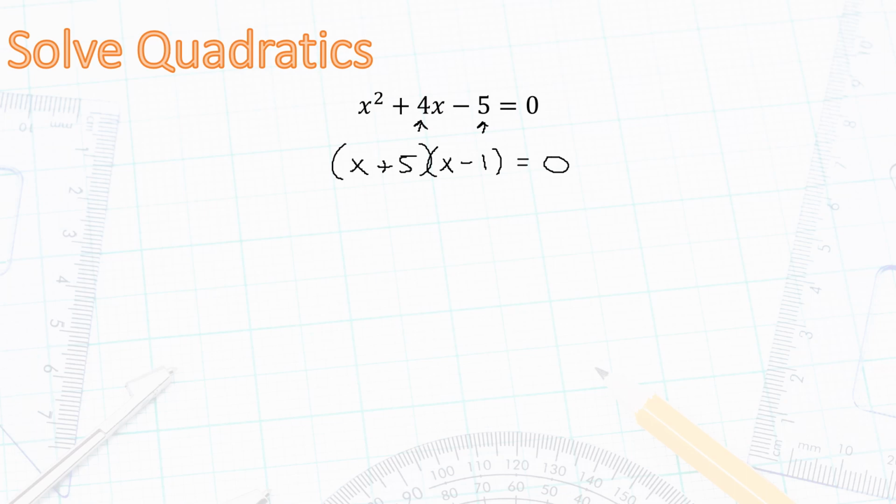And then the two parentheses must be 0, so x plus 5 equals 0. X must be negative 5. X minus 1 equals 0. X must be 1. So that is what your final answer will look like. You need to go past the factoring. It's only like 3/4 of the way there if you've done the factoring.